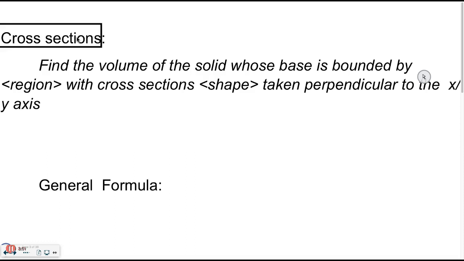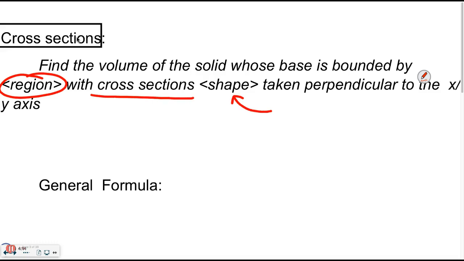I gotta move over to my smartboard. So when we're finding the volume whose base is bounded by, and there'll be a region, and that region will be given as, like, say, y equals the square root of x and x equals 1 or something. So we graph that region and we shade it, and we have cross sections that are going to be a certain shape.